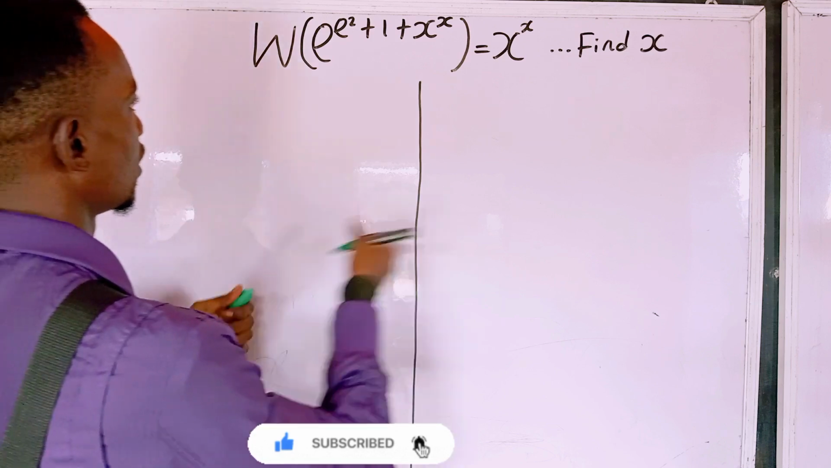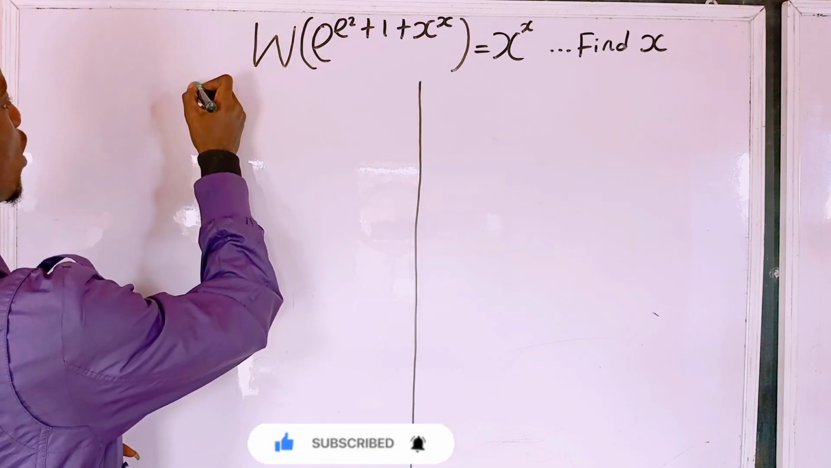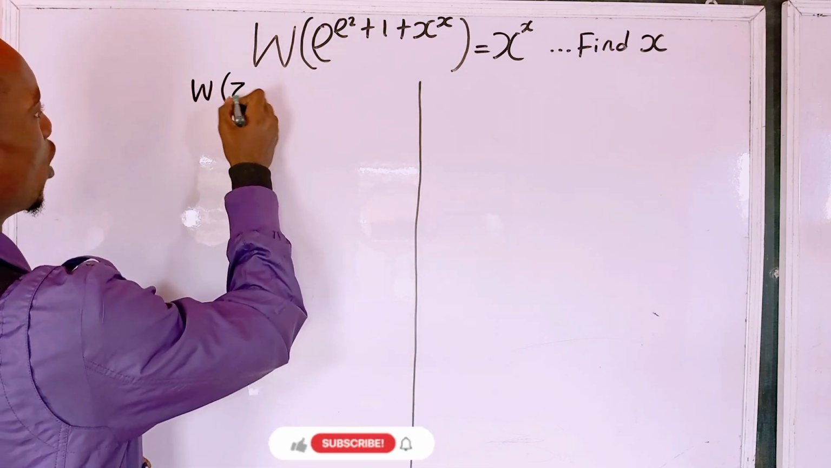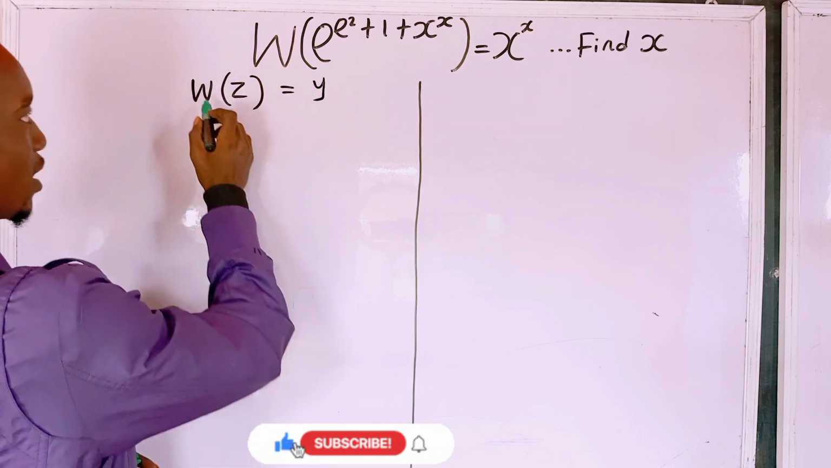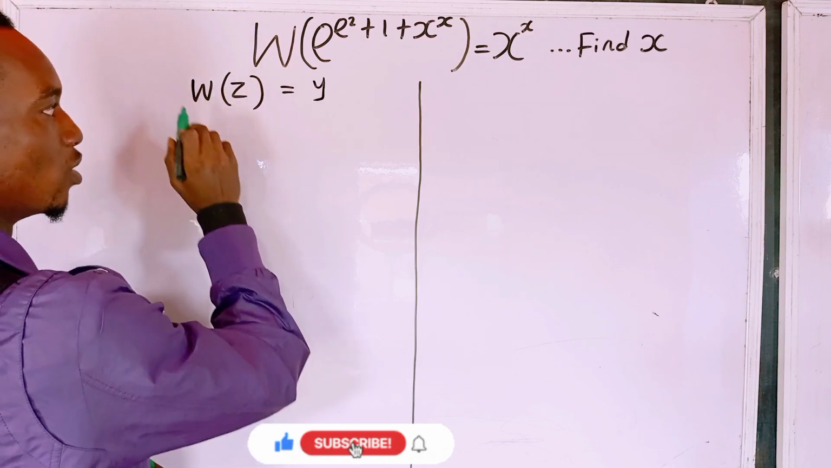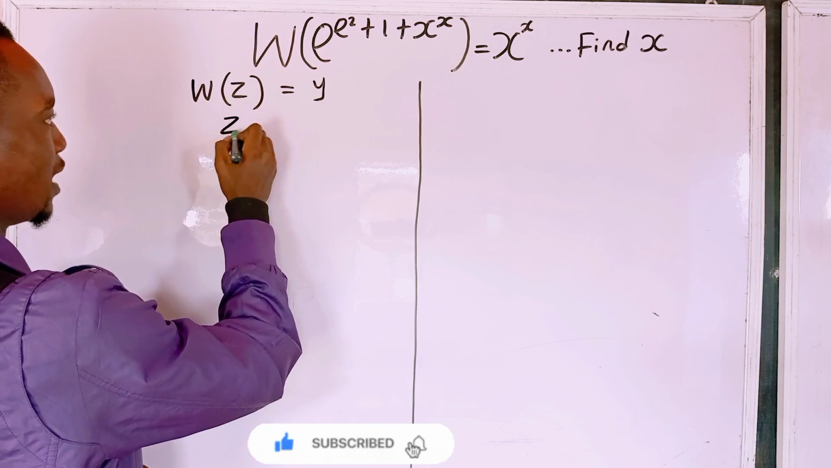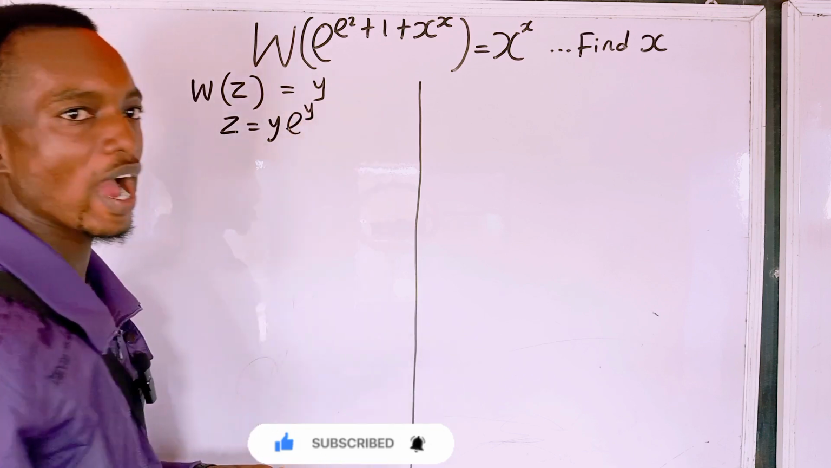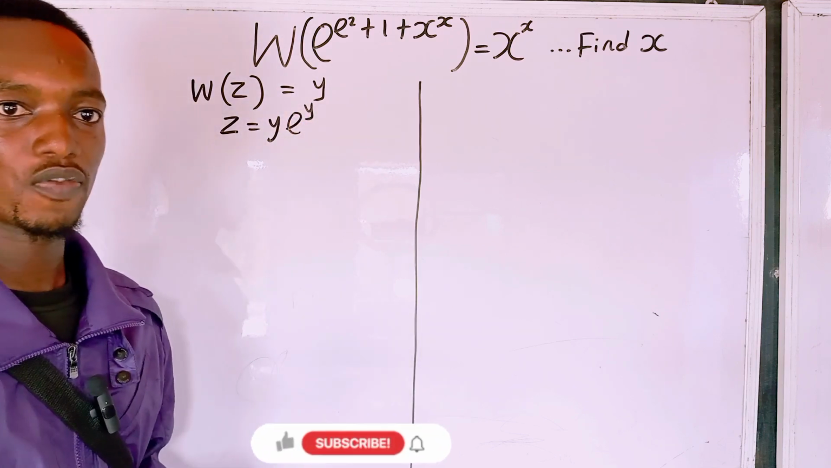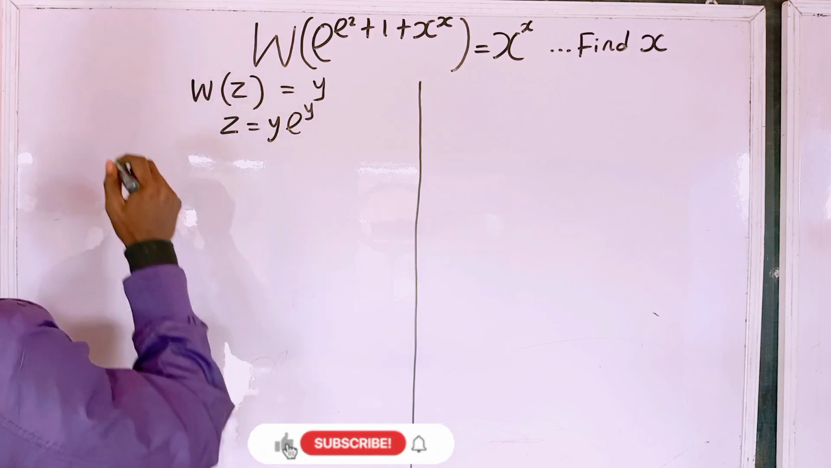Now don't forget that by definition, when we have the Lambert W function of z, for example, let's say equals y, right? Now to get rid of this W function, we'll say that z will be equal to y e raised to power what? y. This is by definition of the Lambert omega function, just like by definition of the sine function.